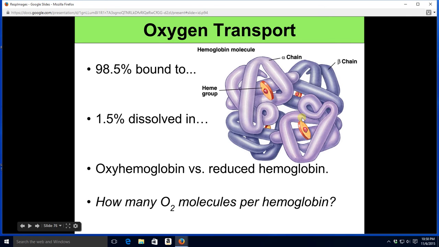Now, hemoglobin with oxygen is known as oxyhemoglobin. Without oxygen is reduced hemoglobin. You may also call it deoxyhemoglobin. And remember, of course, that every hemoglobin molecule has 1, 2, 3, 4 hemes, thus 4 irons. Thus, every hemoglobin can bind 4 molecules of oxygen.